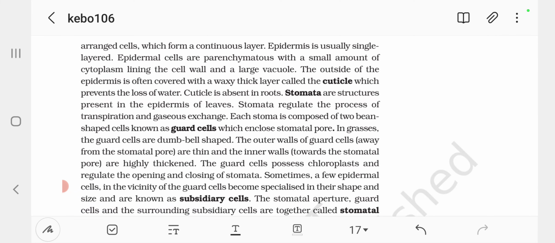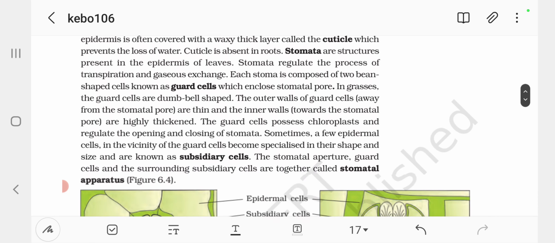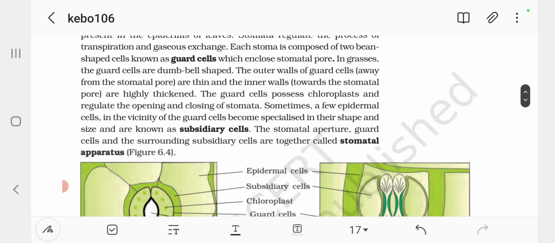Epidermal cells are parenchymatous with a small amount of cytoplasm lining the cell wall and a large vacuole. The outside of the epidermis is often covered with a waxy thick layer called cuticle, which prevents the loss of water. Cuticle is absent in roots. Stomata are structures present in the epidermis of leaf. Stomata regulate the process of transpiration and gaseous exchange.